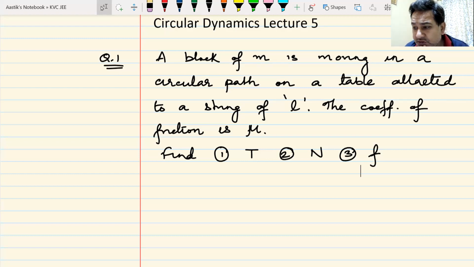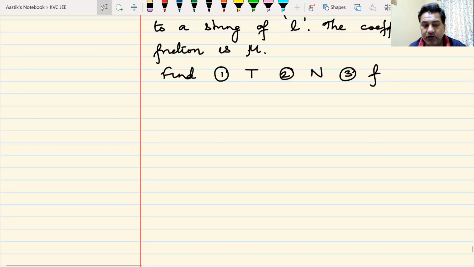I hope everyone has done the question. Okay, how are you going to solve this? Anyone has any idea? Online class, offline class? So first of all, what we got to do is draw a free body diagram showing all forces.